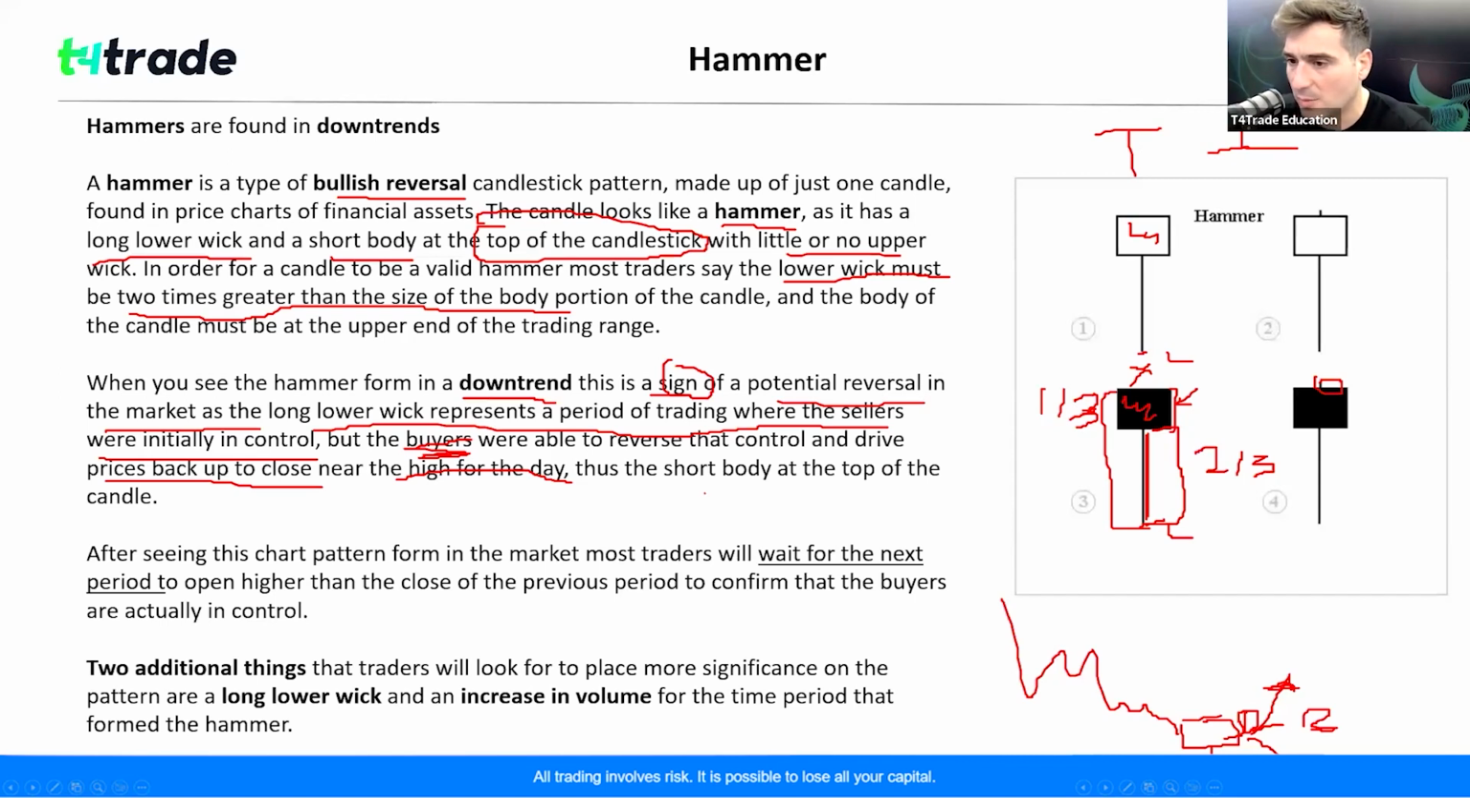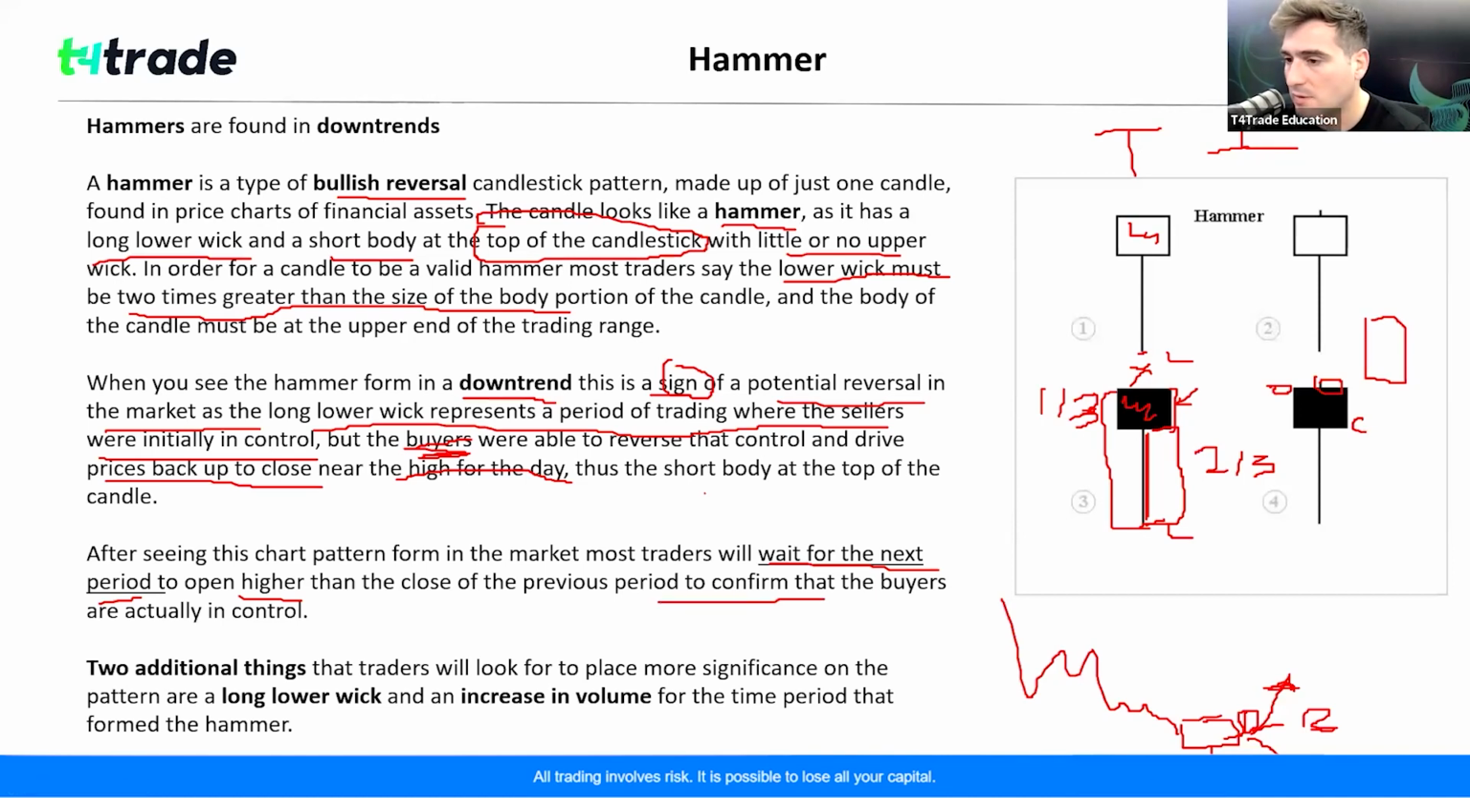So after seeing this chart pattern form in the market, most traders will wait for the next period to open higher than the close. So this is the open, this is the close. So the next candle needs to open something like this, above the open ideally, or above the prior day's closing. This is your confirmation.